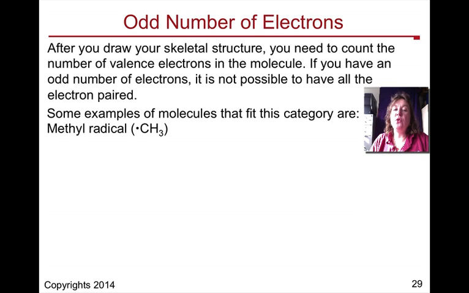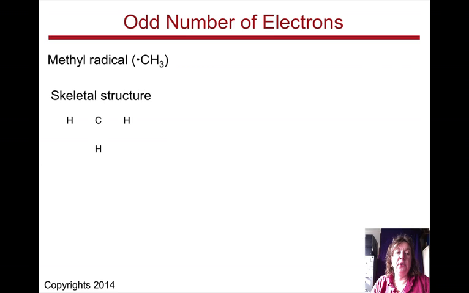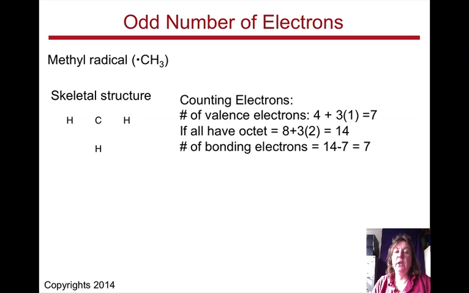After you draw your skeletal structure, you need to count the number of valence electrons in the molecule. If you have an odd number of electrons, it is not possible to have all the electrons paired. Some examples of molecules that fit into this category are the methyl radical. By definition, if you have a radical, you have an unpaired electron. You're going to have trouble drawing this structure. You're going to have carbon and 3 hydrogens around it. We're going to count electrons.